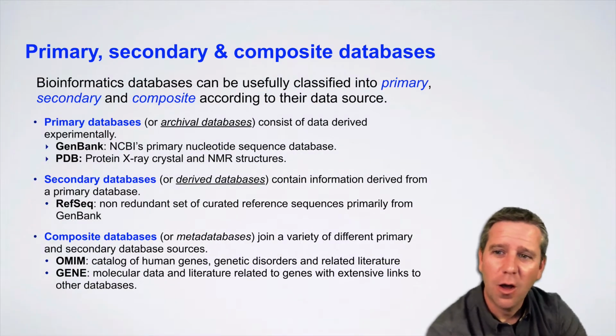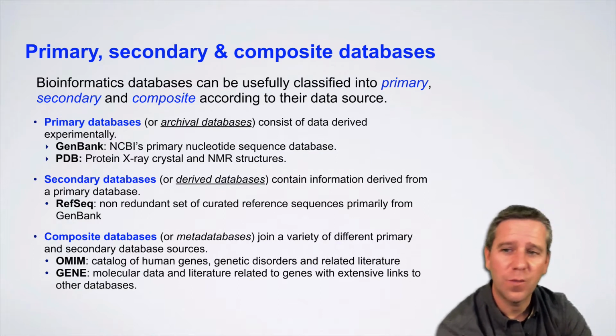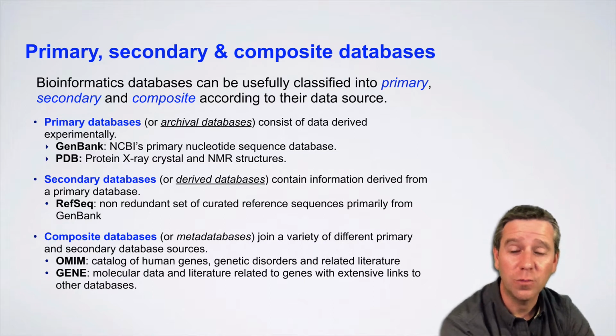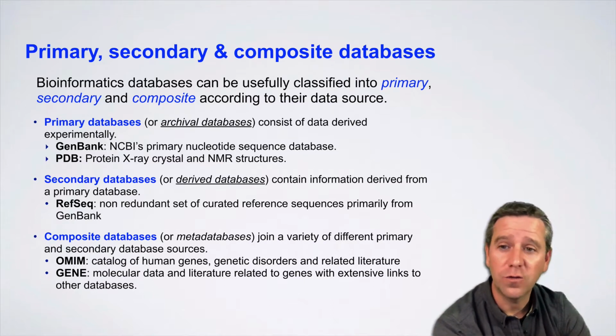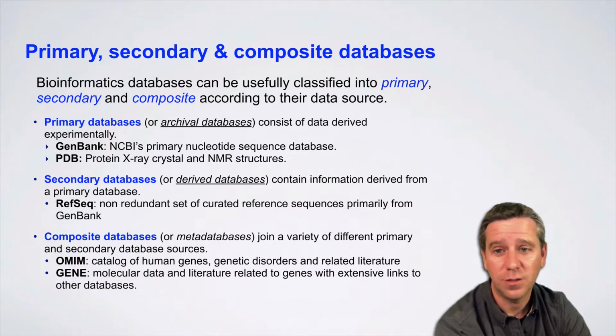So first up, all these bioinformatics databases that we've mentioned thus far can be usefully classified into so-called primary, secondary, and some people call it tertiary, but most often you'll find it as composite databases. And this is according to the kind of source data that they contain.